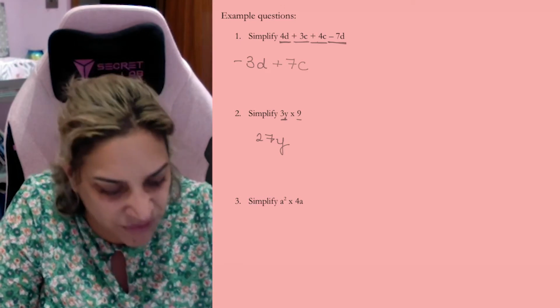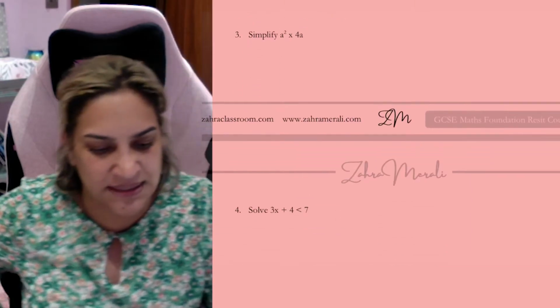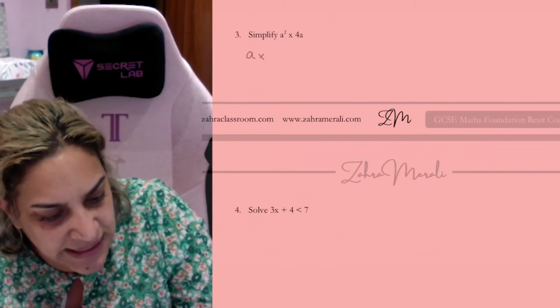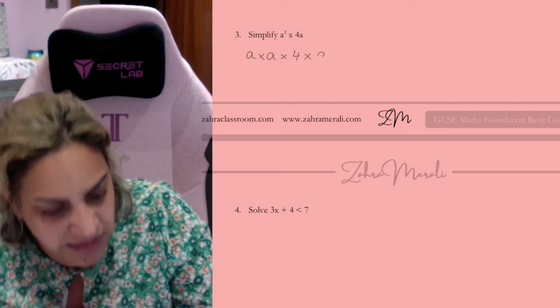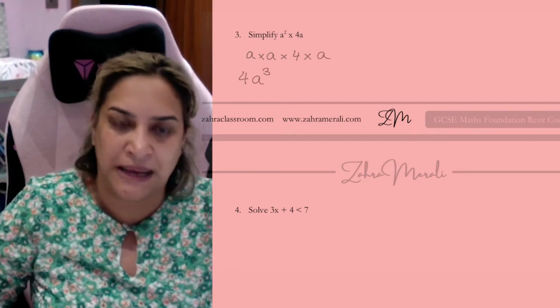Then we've got 4a times a squared. How many a's do we have altogether? Remember, this is all that indices work. But if you just think about it, it's the same as saying a times 4 times a. So the number is 4, and we've got a to the power of 3.